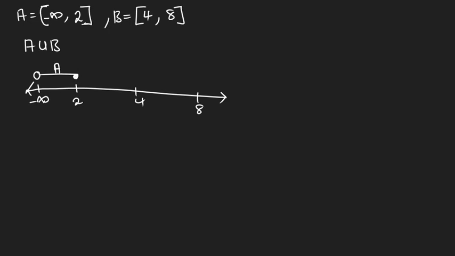Then for B, we close the circle at 4. At 8 we also close it. This becomes set B. Now how do we find the union? Union means unity. So I'll get this last part and connect it.